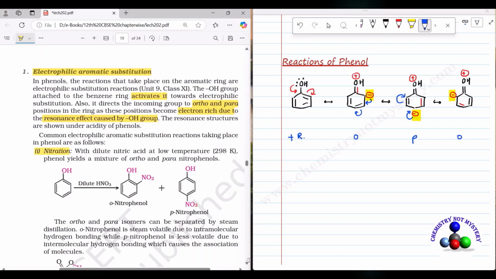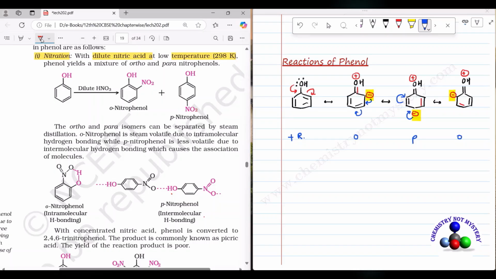First is nitration. With dilute nitric acid at low temperature, 298 Kelvin, phenol yields a mixture of ortho and para nitrophenols. You have already learned nitration in benzene and in haloarenes. For nitration in benzene and in haloarenes, we have used a nitrating mixture that consists of concentrated sulfuric acid and HNO3. But here in case of phenol, just dilute nitric acid is enough for the nitration. As the OH group is ortho-para directing, you will get two derivatives, one ortho derivative and another para derivative.